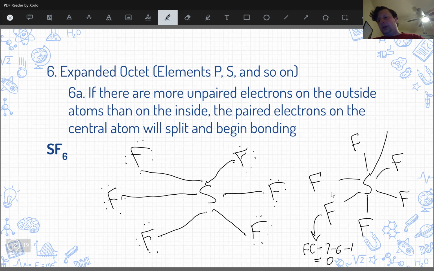What about our sulfur? Sulfur's formal charge, sulfur typically is 6 valence electrons, minus no non-bonding electrons, minus 6 bonds. It's got a 0 charge. So our central atom has a 0 charge. We are good to go.